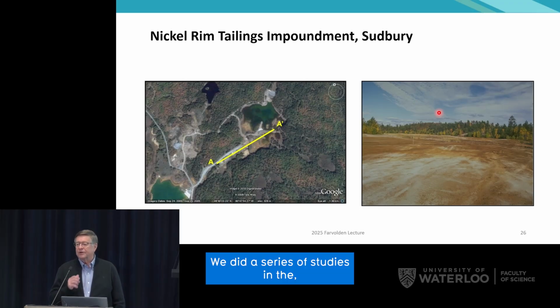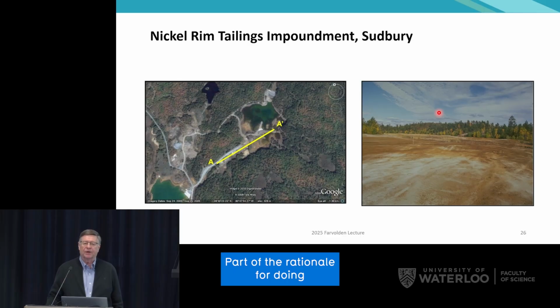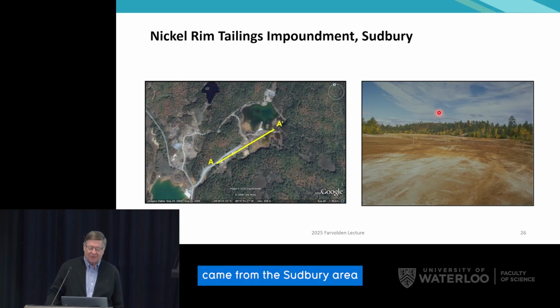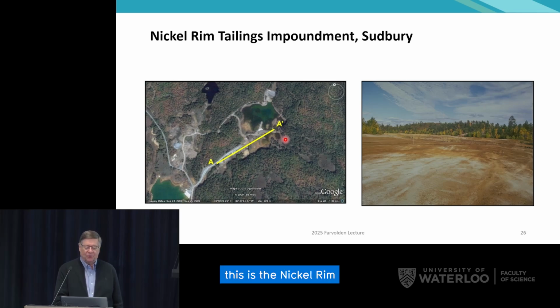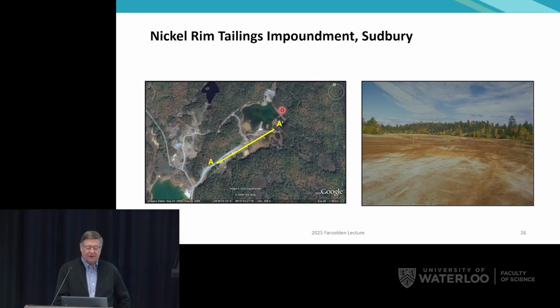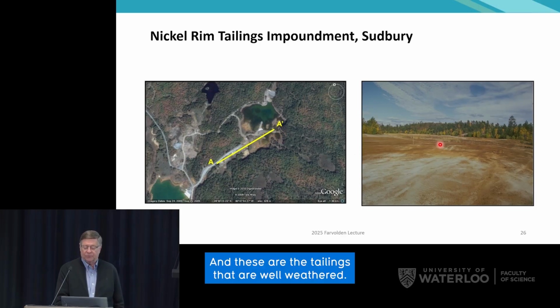We did a series of studies in the Sudbury area. Part of the rationale for doing these studies is because Will Robertson came from the Sudbury area and knew the tailings impoundments well. This is the Nickel Rim tailings area that's on the edge of the Sudbury Basin. This is an aerial view that shows a cross-section from A to A prime, and these are the tailings that are well weathered.